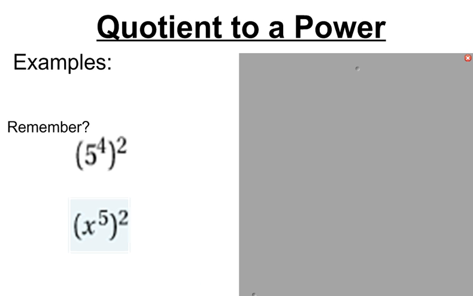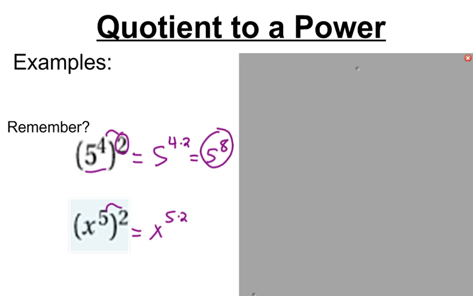So let's go on to the second part, which I think will be a little bit easier because it's very similar to what we did with power to a power. So that's why I wanted to refresh our memory. This is the power to a power property. It's where you have a power, like 5 to the fourth power, raised to a power. And recall, we kind of distribute this to the power in there. So we end up doing 5 to the 4 times 2, which is 5 to the 8th. Okay, and I'm not going to find that answer right now. Same thing with this one, we distribute it to that exponent. So we have x to the 5 times 2, which is x to the 10th.